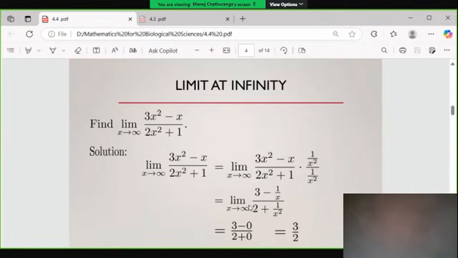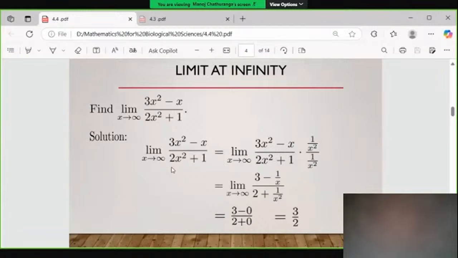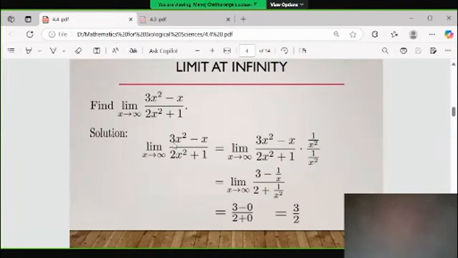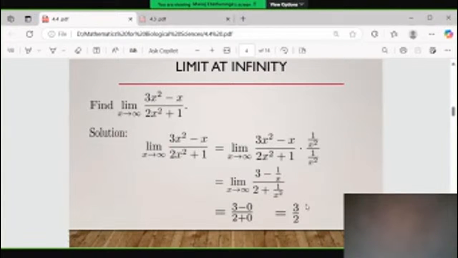As x becomes a very large number, if x is very huge, then 1 over x and 1 over x squared are very small numbers, so you can ignore them. The resulting limit will be just 3 divided by 2. So as x goes to positive infinity, the function is reaching 3 divided by 2. So here we will have a horizontal asymptote, right? Because now y values are reaching a limit. y equals 3 divided by 2 is a horizontal line. Therefore, this is a horizontal asymptote.